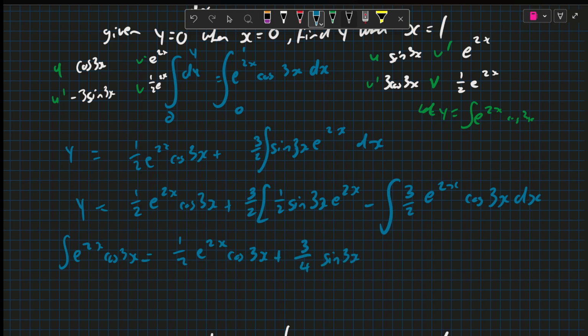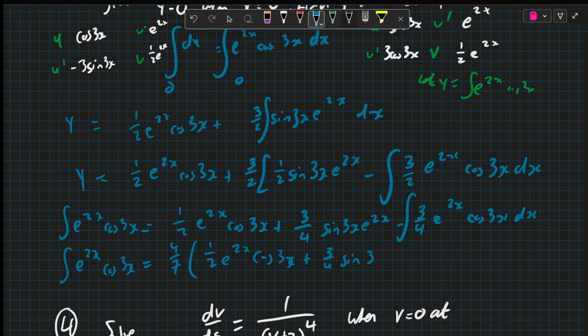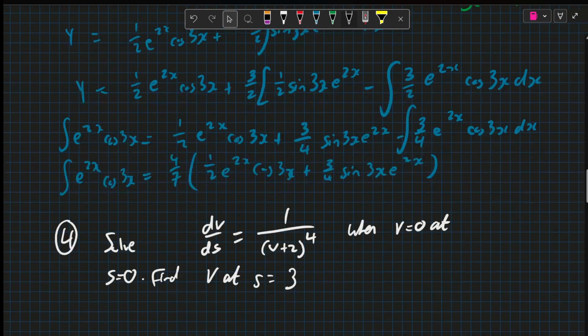3/4 sine 3x e to the 2x. Again, that's going to come out as minus 3/4 e to the 2x cos 3x dx. Now, if we add this, we get actually 7/4 amounts of the integral of e to the 2x cosine 3x is equal to that. So if we times everything by 4/7, we get 4/7 of 1 half e to the 2x cosine 3x plus 3/4 sine 3x e to the 2x as our integral.